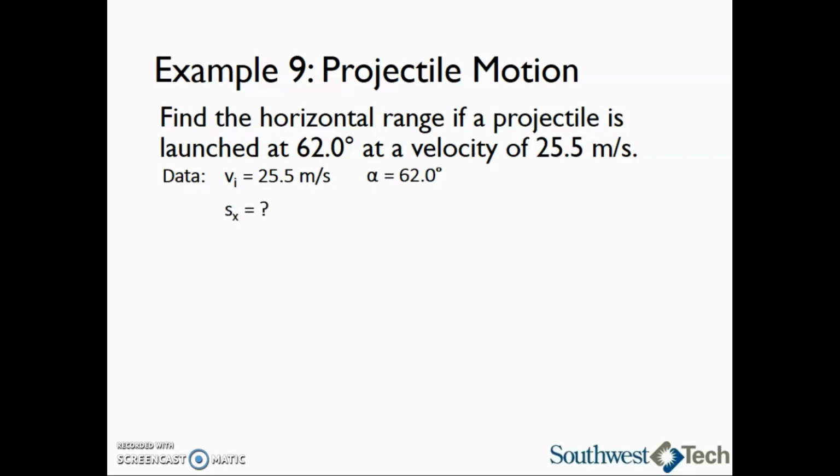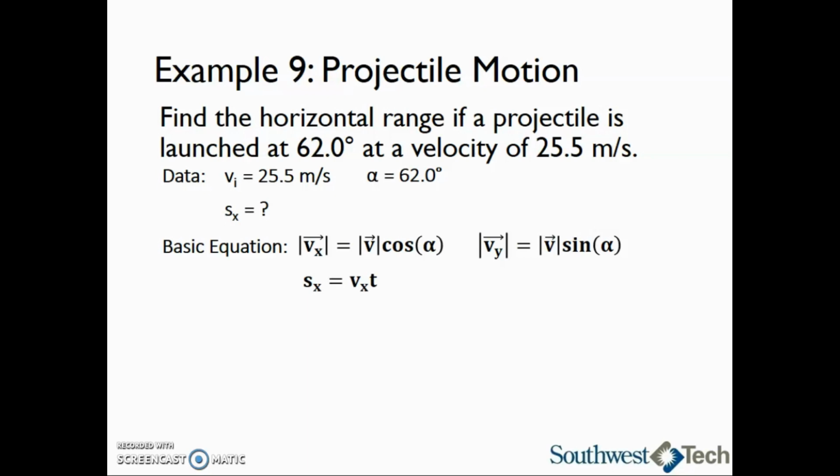The basic equations that we will use to break up the velocity into its x and y components are: the magnitude of the velocity in the x direction is equal to the magnitude of the velocity times cosine of alpha, the launch angle. The magnitude of the velocity in the y direction is equal to the magnitude of the velocity times the sine of alpha. The horizontal distance, s sub x, is equal to the x component of velocity multiplied by time, and the time is equal to the final velocity in y minus the initial velocity in y divided by the acceleration.